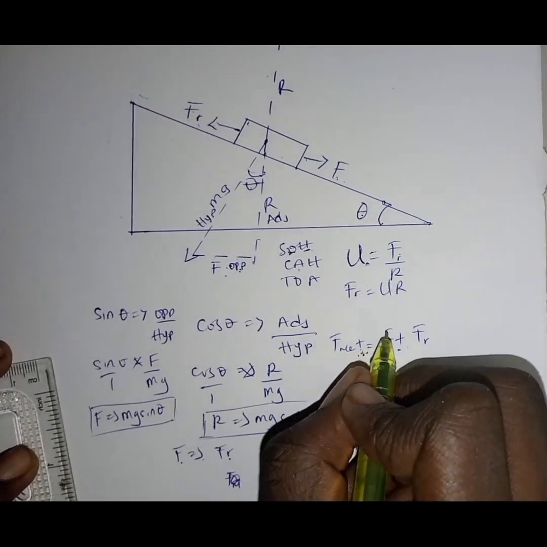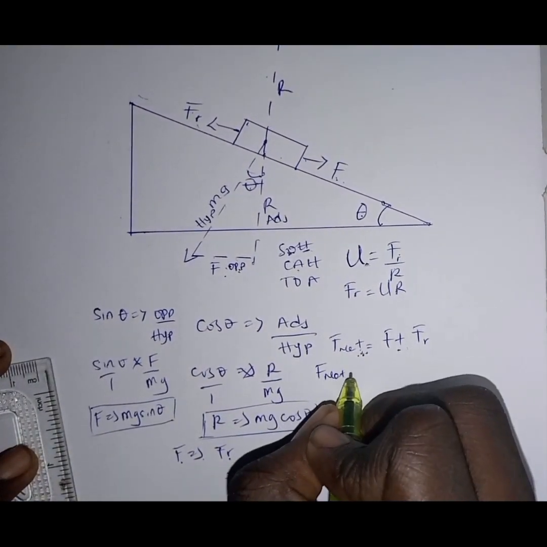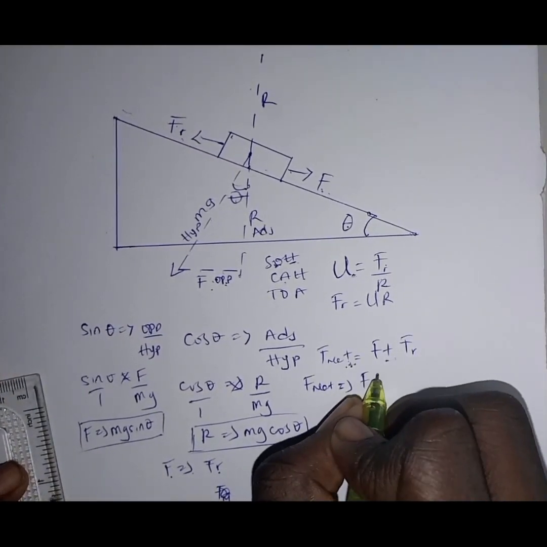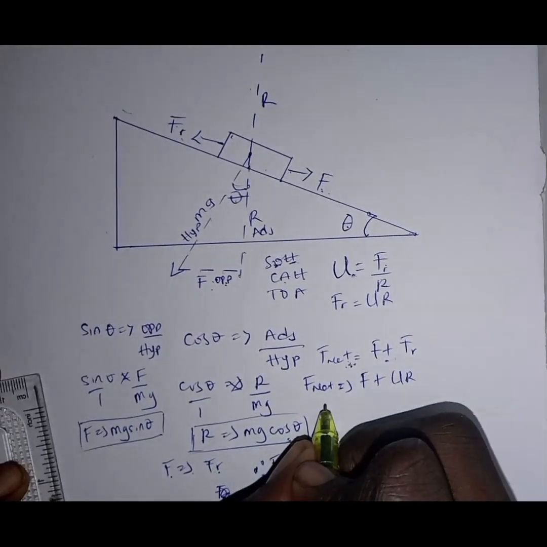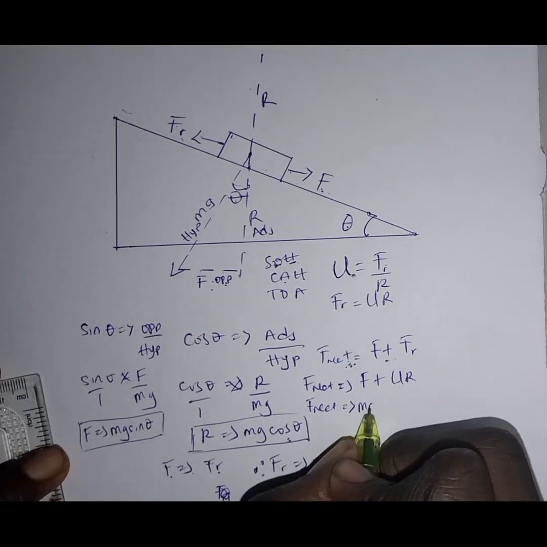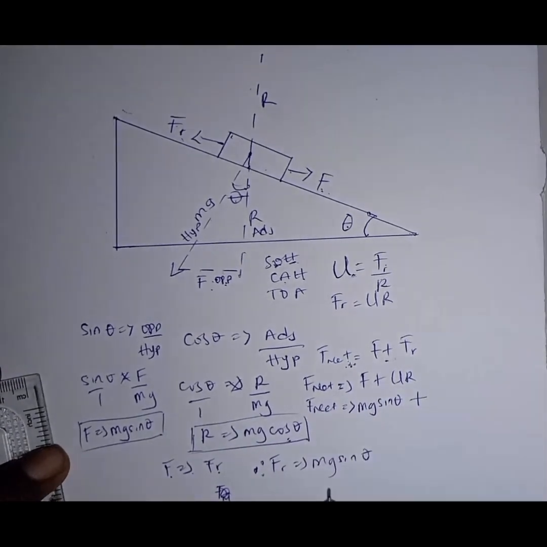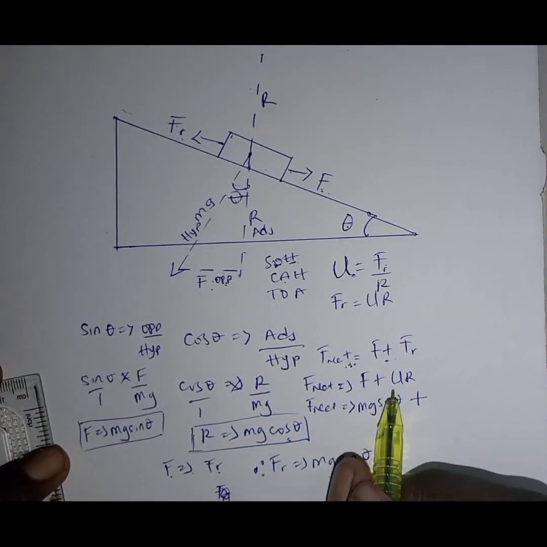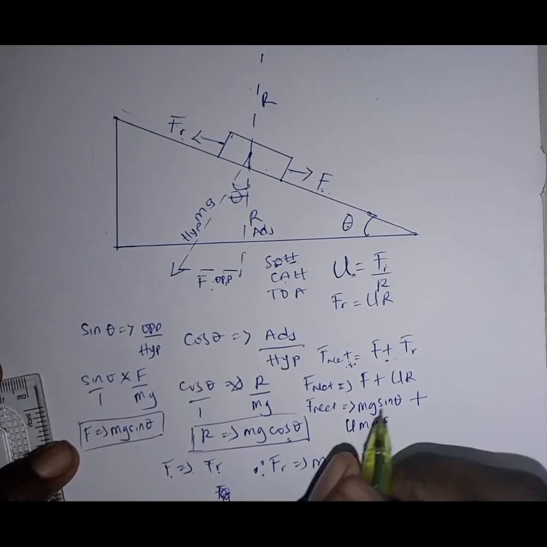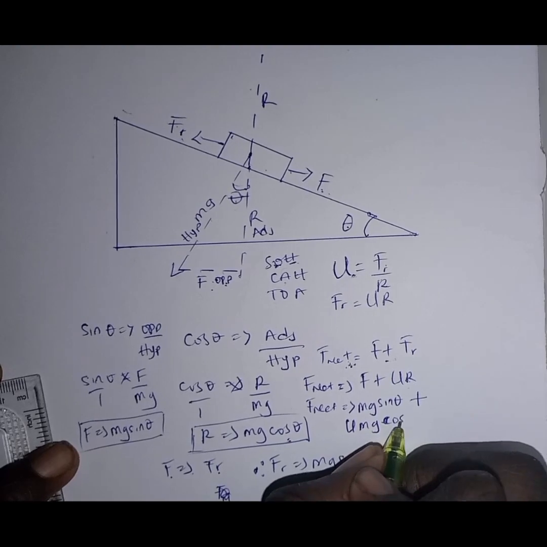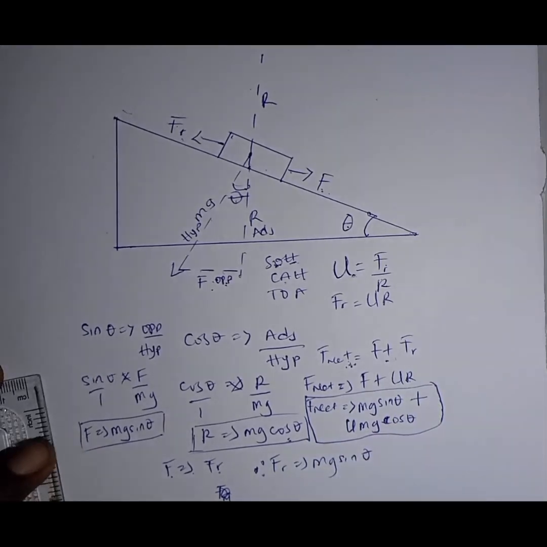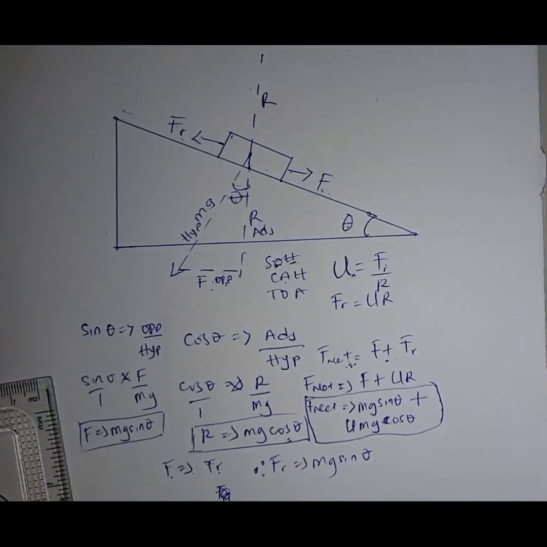Are we together? So now further simplifying this formula, we have F net equals F plus U R. Now F is mg sine theta, plus U times R. So R is mg cos theta, so it will be U mg cos theta. So please take note of this formula also. Are we together? So that's just the formula you have to take note of.